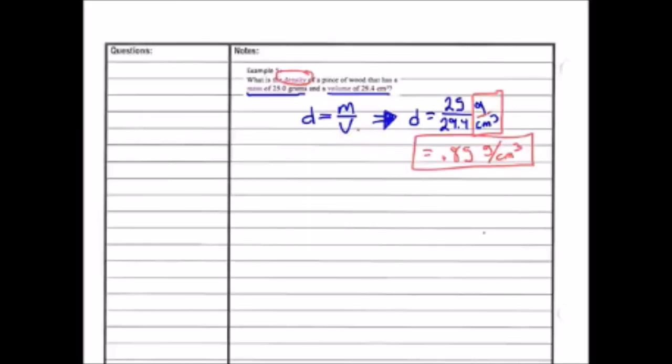If you'd like to see more examples of calculating density, make sure that you ask your teacher. They'll be happy to go over some extra ones with you. And if you need any help, make sure you ask. You can learn how to solve for volume or mass in another video.